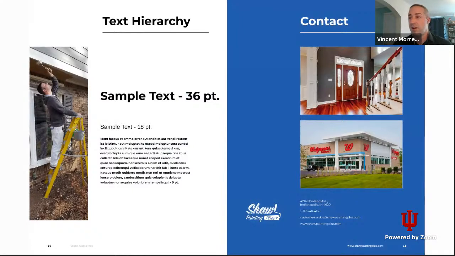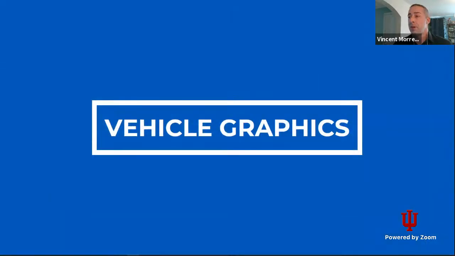Another example of text hierarchy on a printed page, and contact information for the company, and just using some photos to showcase the quality that the company offers. We'll go ahead and get into vehicle graphics now.